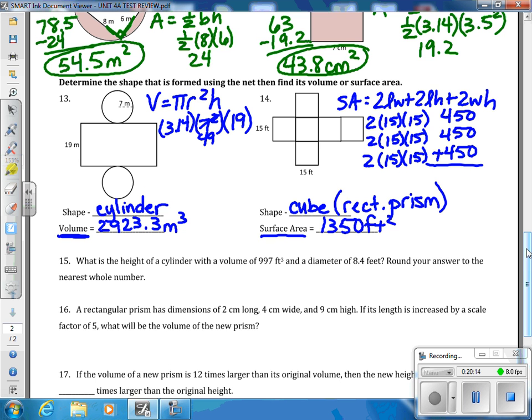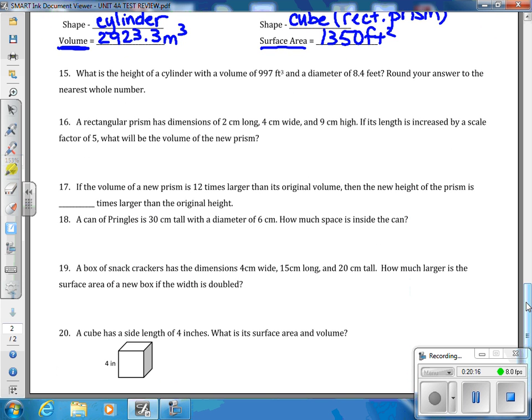All right, for the rest of these problems, you don't have a picture, you just have information given to you in word problem format.